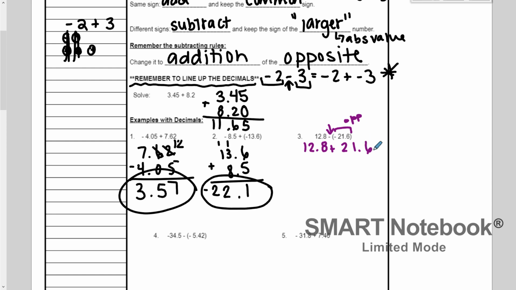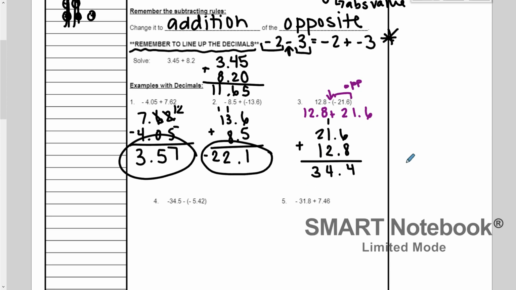Here we have two positive numbers being added up. We have been doing that for a while now. Make sure we line up those decimals. They are stacked right on top of each other. Bring it straight down into our answer. We will get 34 4/10.